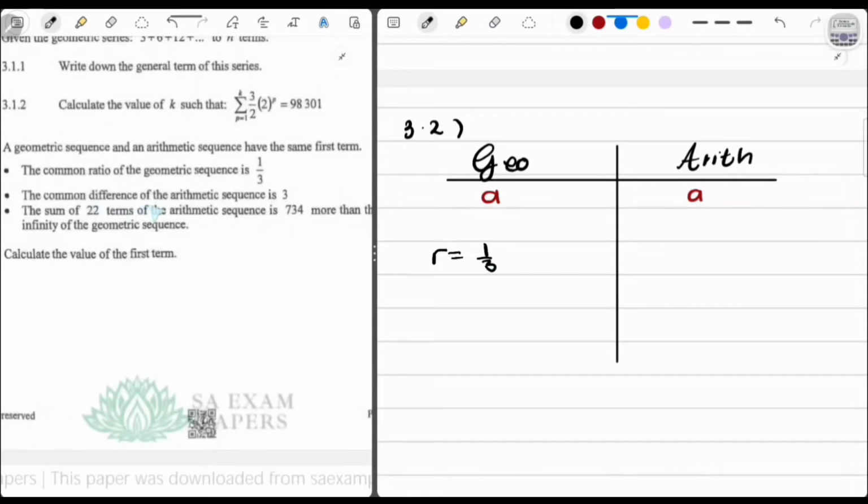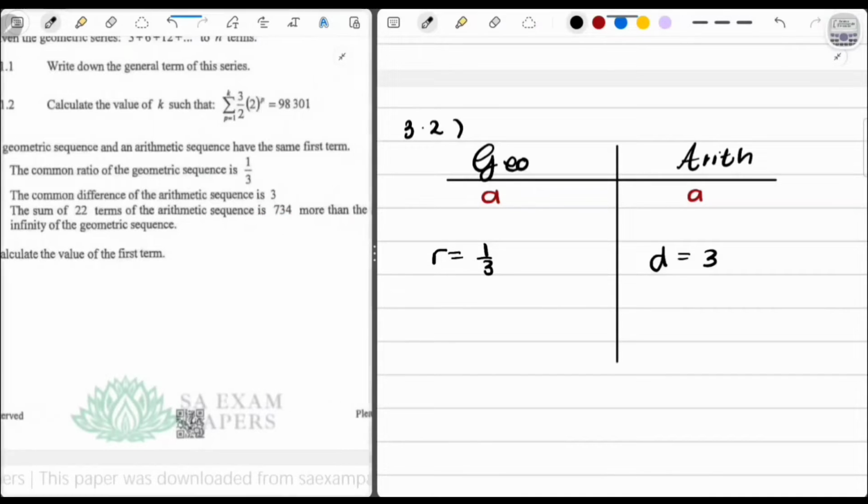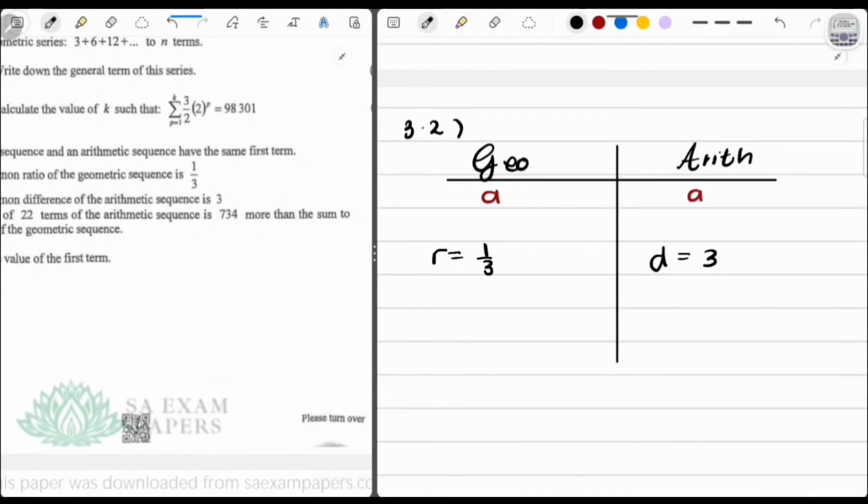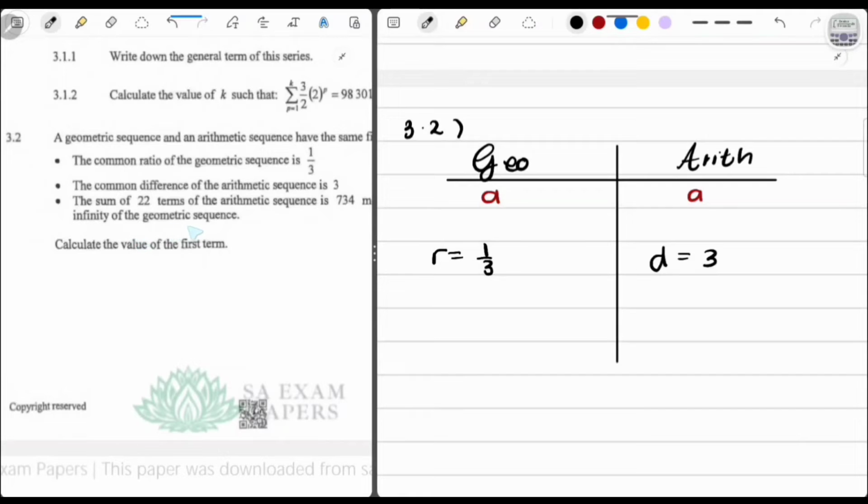Then they say the common difference of the arithmetic sequence is 3. That's d is equal to 3. So that's what we have so far. Then this is what they're saying: the sum of 22 terms of the arithmetic sequence is 734 more than the sum to infinity of the geometric sequence.